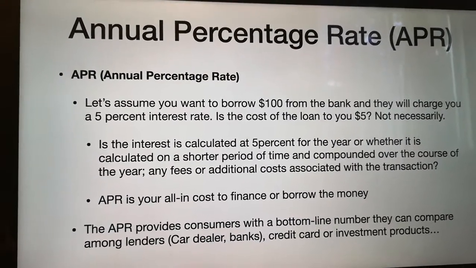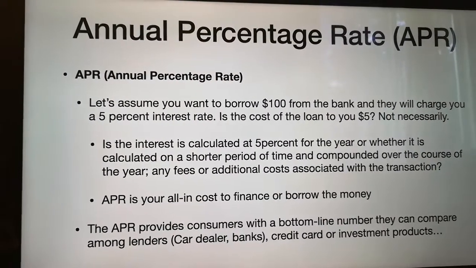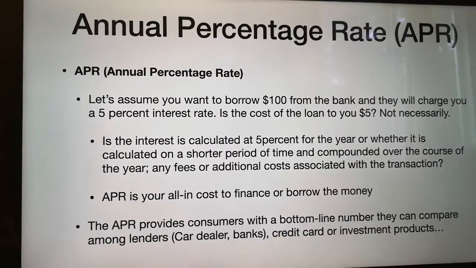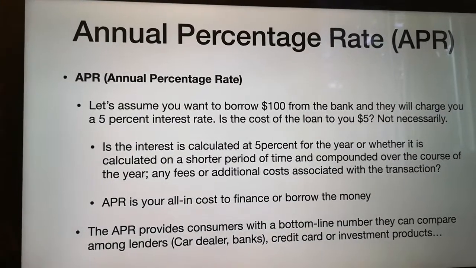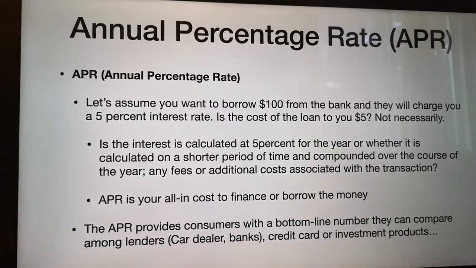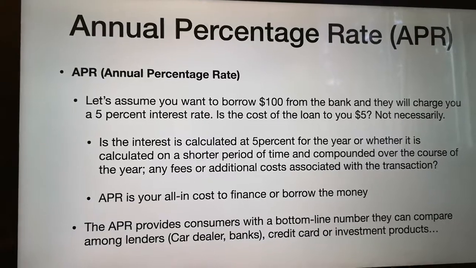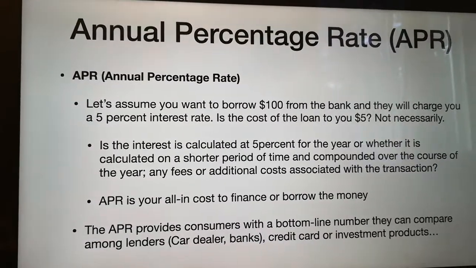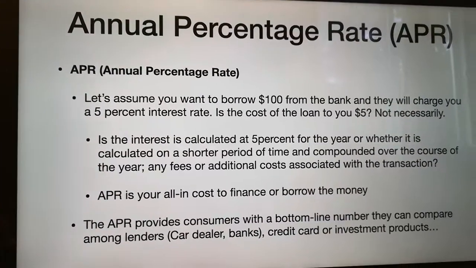It provides the consumer with a bottom line number they can compare among different lenders, like car dealers, banks, credit cards, and investment products. APR is usually higher than the interest rate itself because it considers the costs, fees, and the different compounding methods.